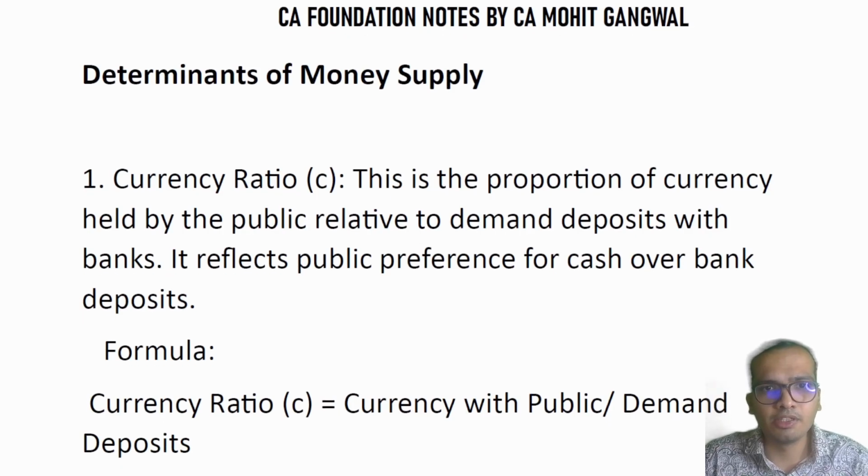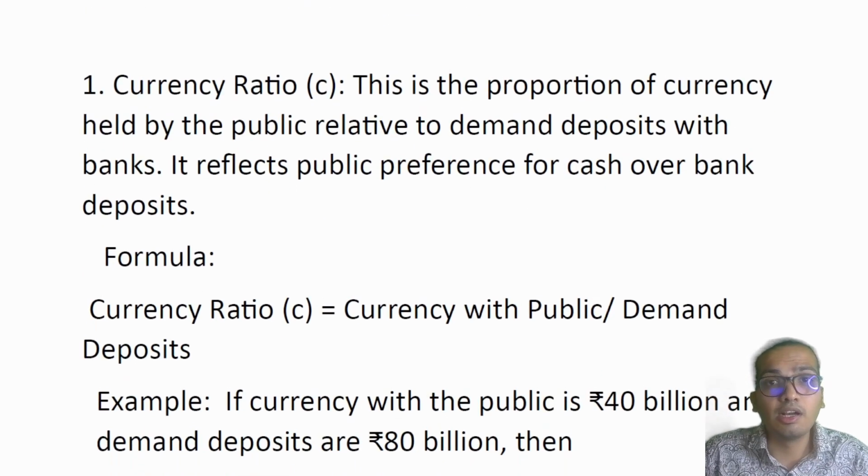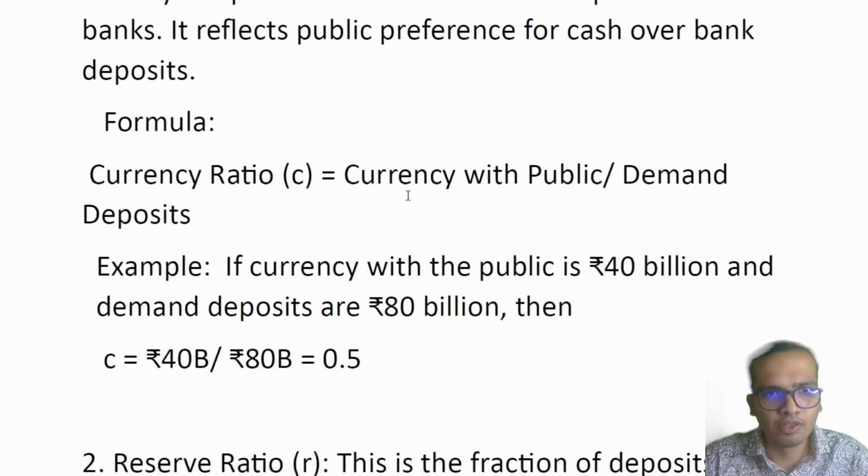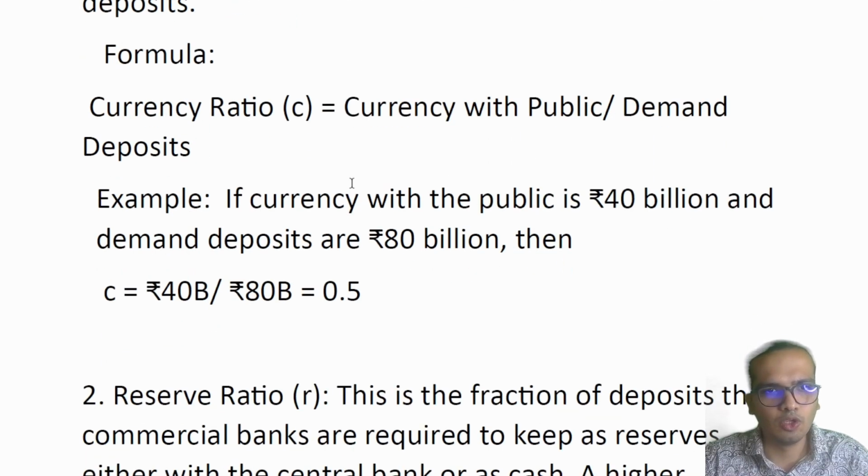Then comes determinants of money supply. So first, currency ratio, that is denoted as C. This is the proportion of currency held by the public relative to demand deposits with banks. So it reflects public preferences for cash over bank deposits. The formula would be currency ratio, or C, equals currency with public divided by demand deposits. So what the total deposits are and how much currency is with the public. For example, if currency with public is 40 billion and demand deposits are rupees 80 billion, then C, or the currency ratio, would be 0.5.